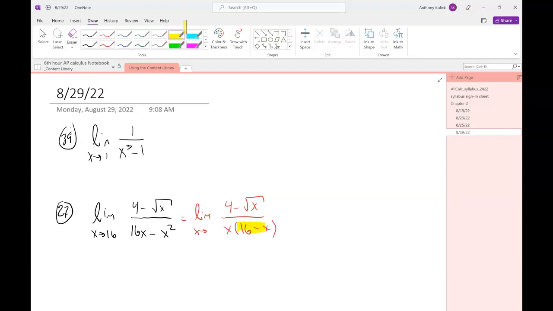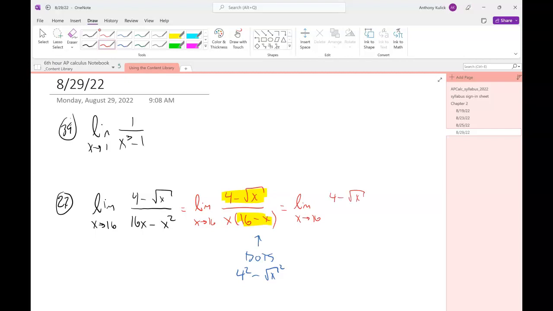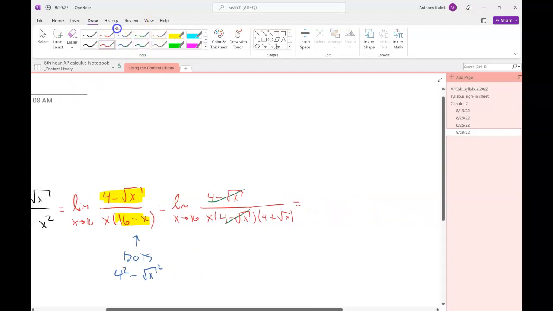Now here's the sneaky thing. I notice this and this look kind of similar, right? I need to think about this as a difference of two squares. Specifically, I need to think about it as 4 squared minus the square root of x squared, which is a pretty dirty, sneaky trick, but now that I've shown it to you, it should be a little less sneaky. Does everybody kind of see that? So I can write that as 4 minus square root of x times 4 plus square root of x. So those can reduce. And now we've got it to a state where I can just use direct substitution.